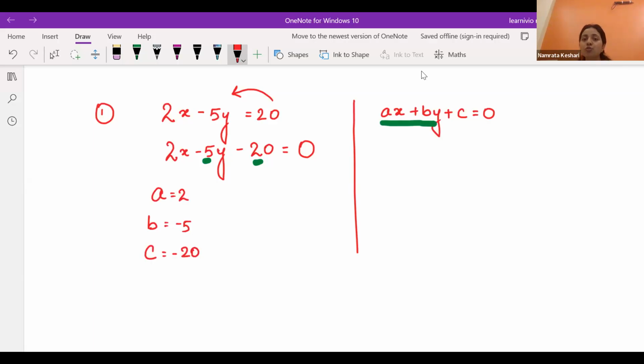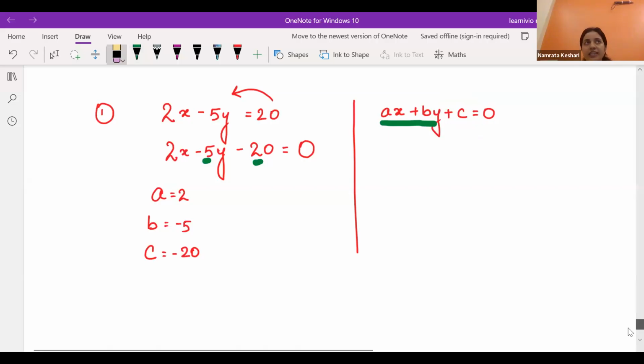It is just 2. Why? Because A is the coefficient of x. Whatever is multiplied with x, that is A. Whatever is multiplied with y, that is B. And whatever is without any x and y, that is our constant. Right? Yes, ma'am. We have already discussed this part in the last class.